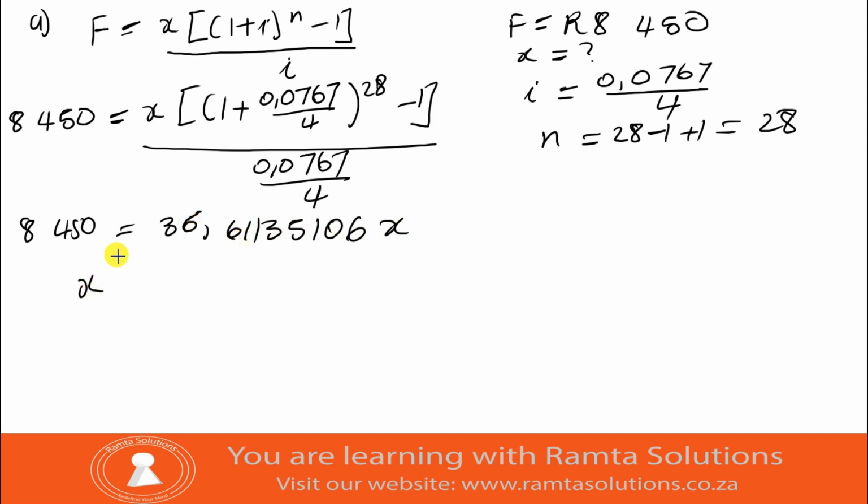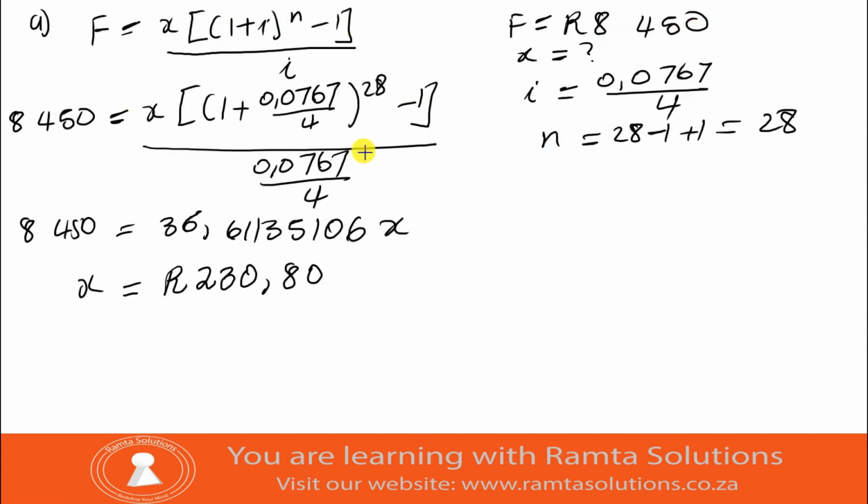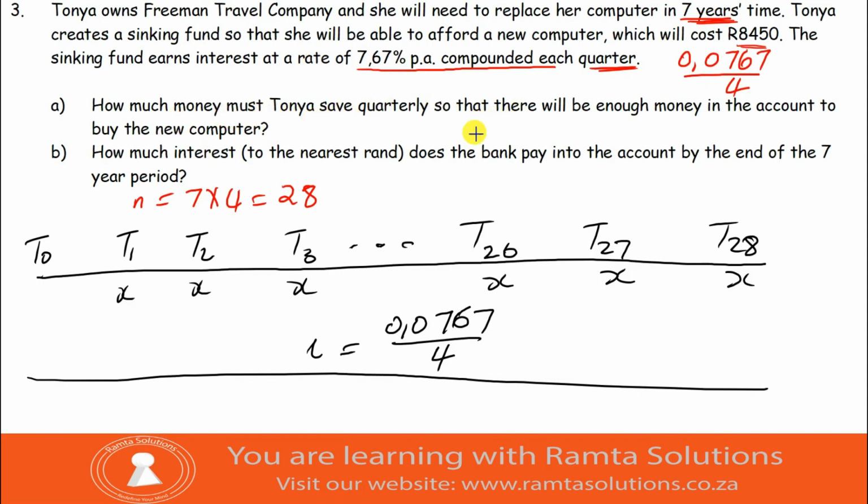Now, 8,450 divided by this 36.6 and so on. In my calculator, I'll just say 8,450 divided by answer. What is our answer? Our answer is simply 213 rand and 80. So Tonya, the question was, how much must Tonya save quarterly? So every quarter, Tonya must deposit 213 rands and 80 cents into this account, into this sinking fund. Okay?